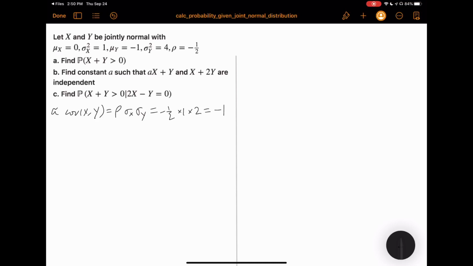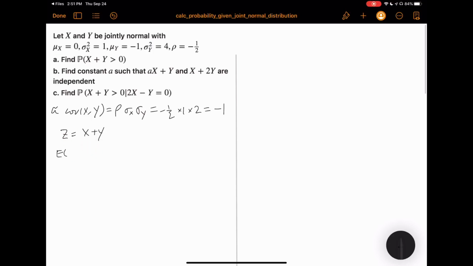So now let's calculate the probability of x plus y greater than 0, and let z equal x plus y. One feature of joint normal distribution is that any linear combination of them is still normal. So z is normal. To calculate this, let's first calculate the mean and the variance of z. The mean of z is equal to the expected value of x plus the expected value of y. Mu x is 0, mu y is -1, so this is -1.